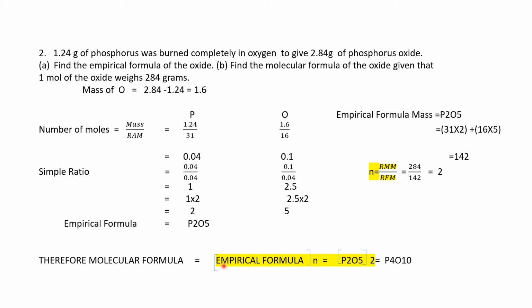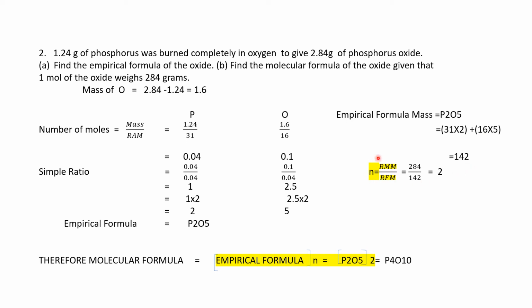Molecular formula is equal to empirical formula times N, where N is equal to relative molecular mass divided by empirical formula mass. Relative molecular mass is 284, given in the question. We have to calculate the empirical formula mass from the empirical formula P2O5. We have 2 atoms of phosphorus that should be multiplied by its relative atomic mass. We have 5 atoms of oxygen which has to be multiplied by relative atomic mass. So the answer comes out to be 142 when you add.